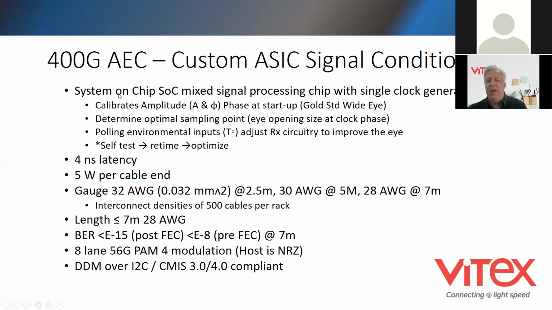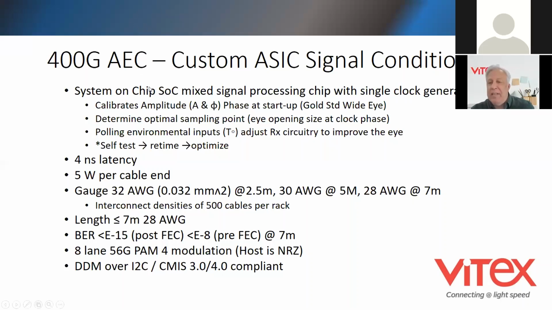Okay, the next thing I want to talk about is the AEC. This is a 400 gig AEC, and if you can see it, it's a lot thinner than the 100 gig DAC cable. Kind of hard to tell, but it's about half the diameter, and it's 4 times the bandwidth.